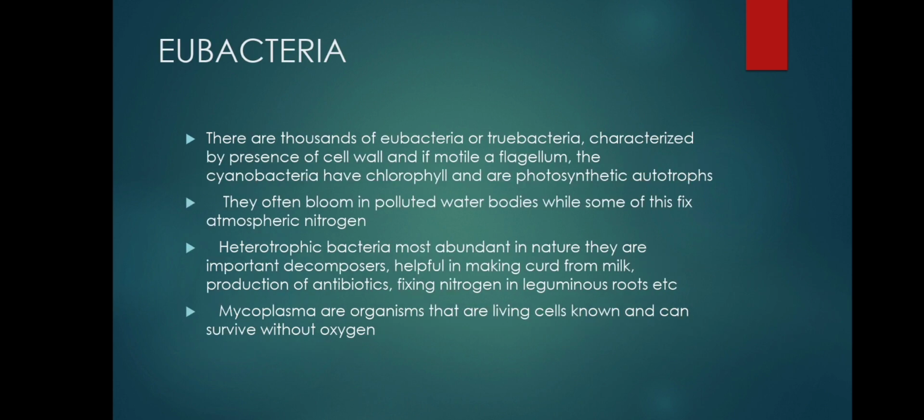There are thousands of eubacteria or true bacteria, characterized by the presence of a cell wall and, if motile, a flagellum. The cyanobacteria have chlorophyll and are photosynthetic autotrophs. They often bloom in polluted water bodies, while some of them fix atmospheric nitrogen. Heterotrophic bacteria are the most abundant in nature. They are important decomposers and helpful in making curd from milk, production of antibiotics, fixing nitrogen in leguminous roots, etc. Mycoplasma are organisms that lack a cell wall and can survive without oxygen.